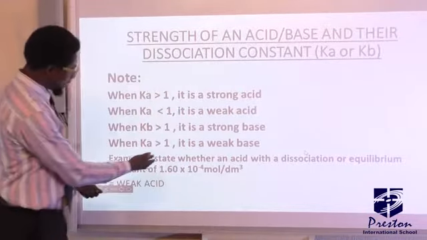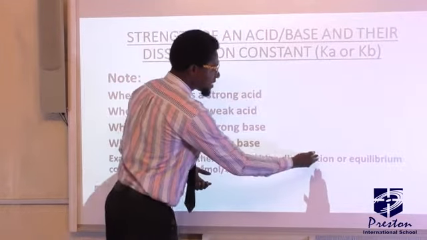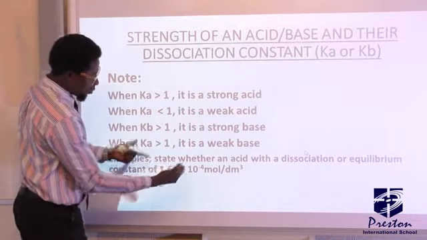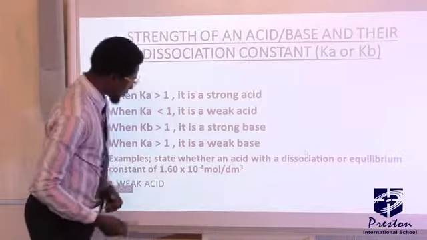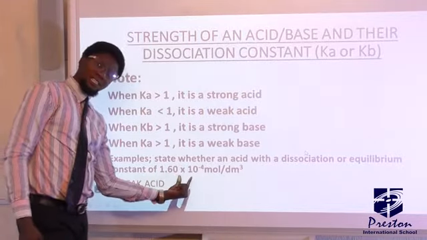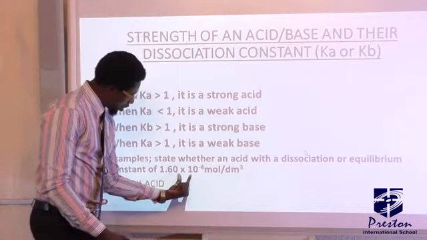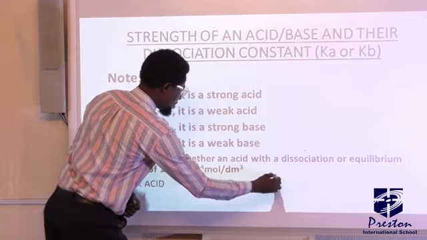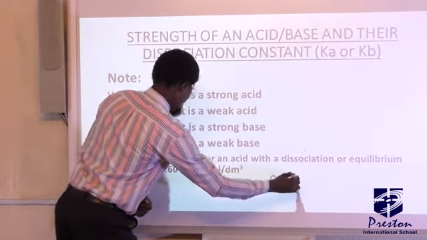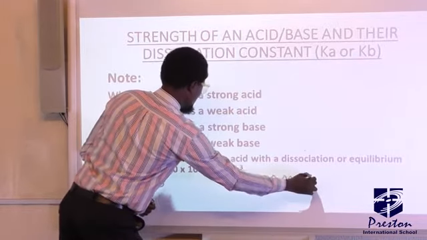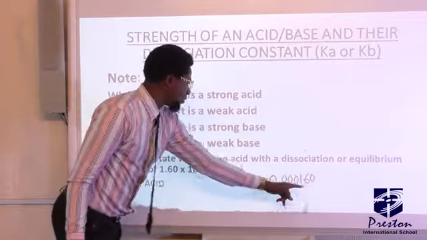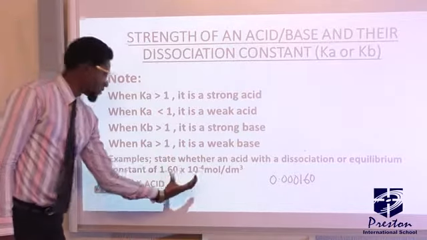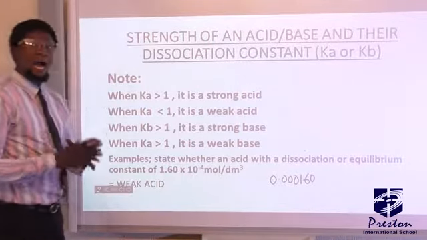Now let's look at this example. State whether an acid which has a dissociation or equilibrium constant of 1.0 times 10 raised to power minus 4 mole per dm3 is strong or weak. If you look at this, you discover that this is less than 1, because if you change this one to a decimal number, it will give you 0.0001. So this is less than 1. From here, that means this acid with this dissociation constant is a weak acid. All right?